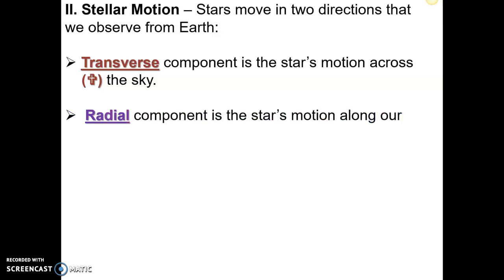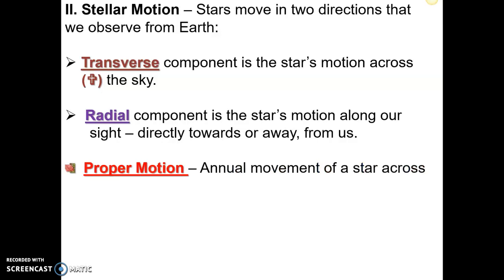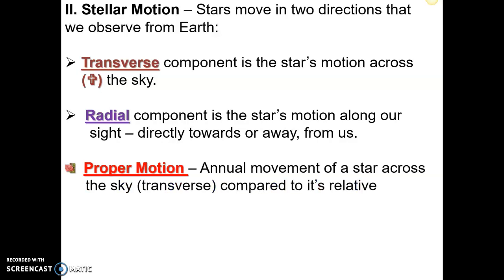Where radial is our motion straight to us or away from us. That is measured on our red shift and blue shift. So radial motion, straight towards us, transverse, across. We can then use these 2 measurements to figure out exactly which way the star is moving. So the proper motion is the combination of the transverse and radial components to find out the actual movement of a star. Spell check turned my actual into annual movement.